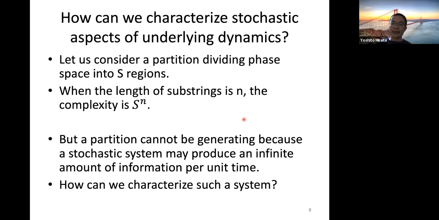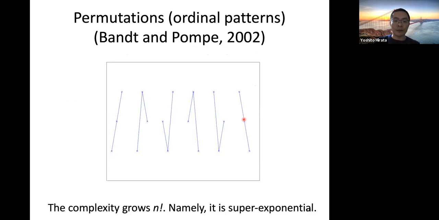So how can we characterize such a system? This is the point I would like to make. The simple answer to this question is that we would like to make the representation more complex, I mean, a super-exponential complexity. We use super-exponential complexity to represent the underlying dynamics for describing the stochastic system, which is what we would like to do.